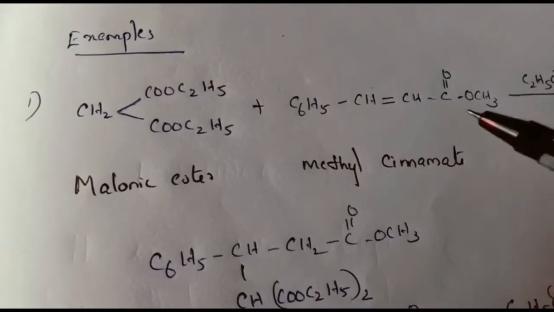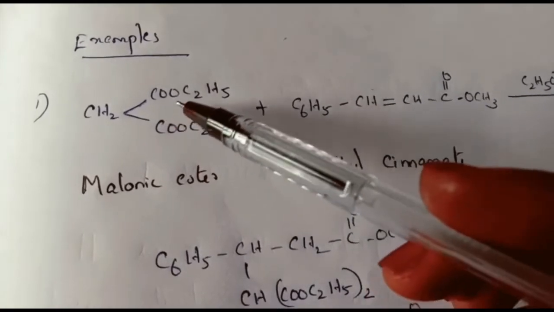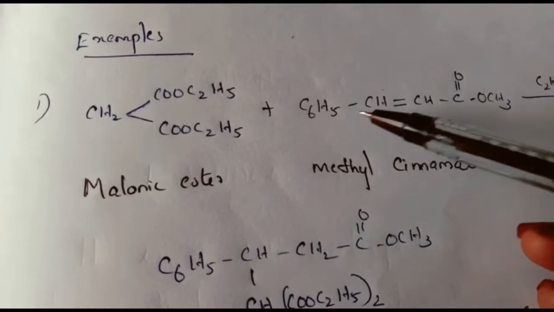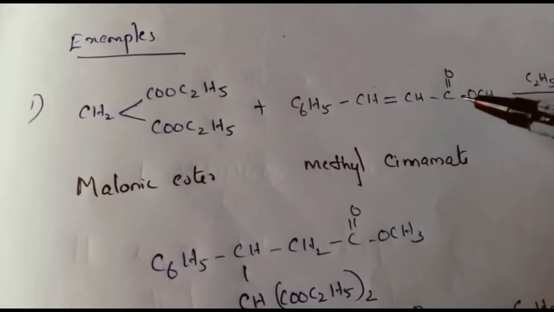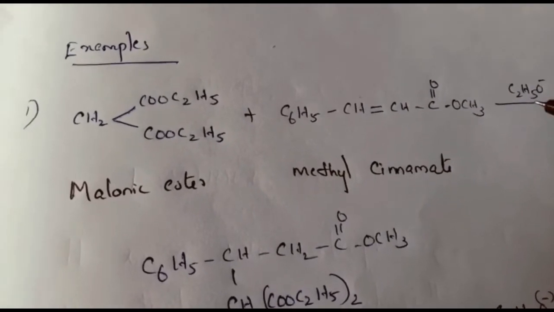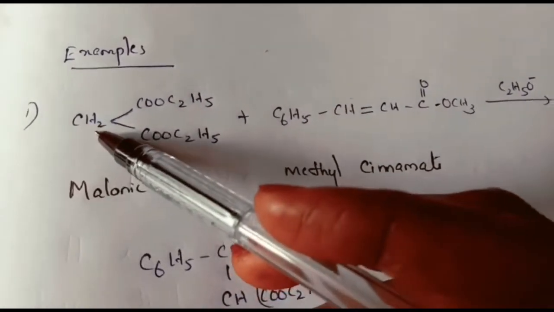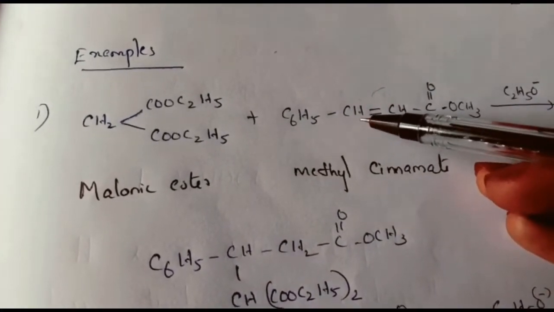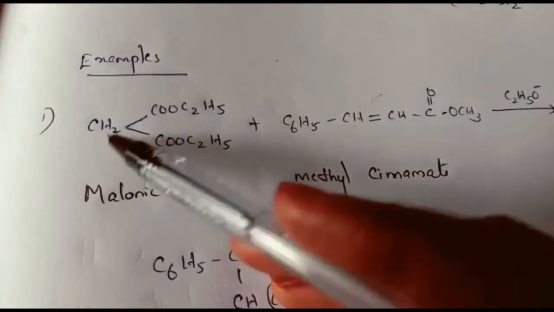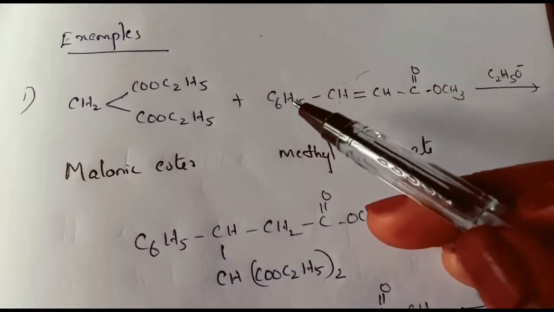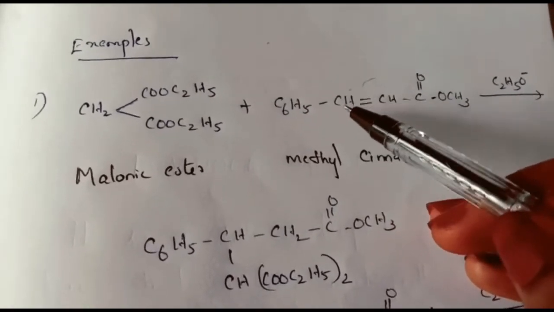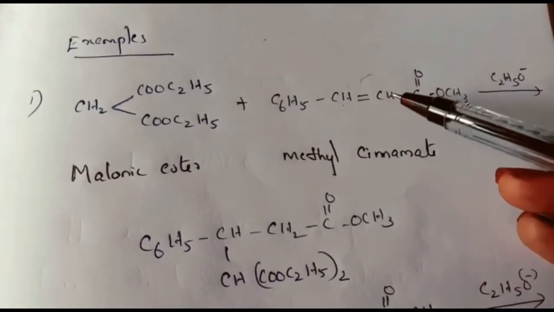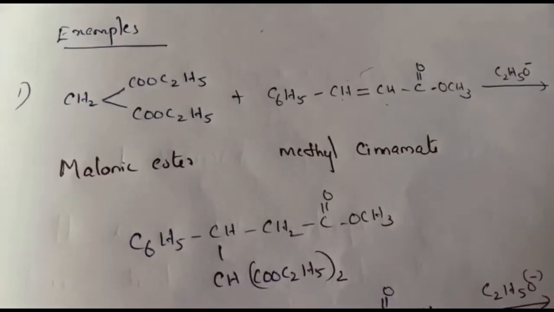We are giving some examples. One is malonic ester CH2(COOC2H5)2 reacting with methyl cinnamate C6H5CH=CHCOOCH3 in presence of base. So what will happen here? Here first it will form carbanion, CH minus will be there. Then this bond is shifted to this carbon atom, so here it will be positive charge. This carbon atom will be attached to this CH minus. So the product form will be C6H5CH, then to this carbon another new CH will be attached, CH(COOC2H5)2, then here it will be CH2COOCH3.